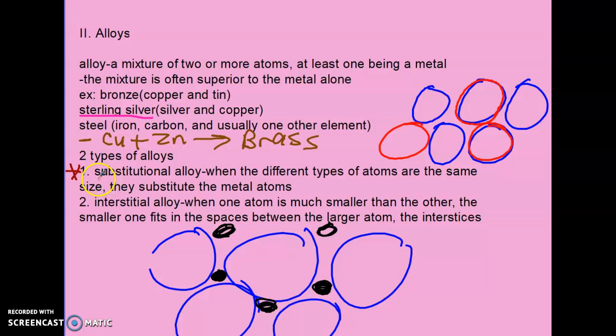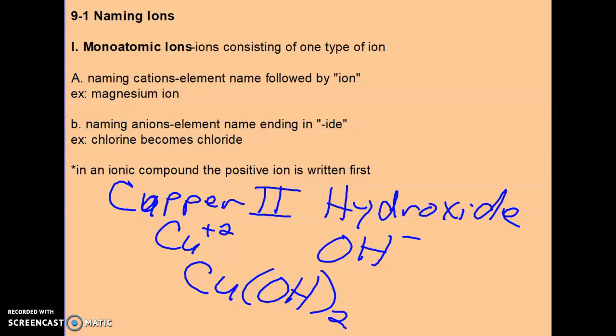So there's two different classifications of alloys. We either say it's a substitutional alloy or it's an interstitial alloy. If it's a substitutional alloy, the different atoms that make this alloy mixture are about the same size and they just sort of arrange with each other. If it's an interstitial alloy, one atom is much smaller than the other. The smaller atom just sort of fills in these little spaces in between the larger atoms, and that's what we would call an interstitial alloy. Those are just the two classifications of alloys. But again, lots of reasons why we have alloys.